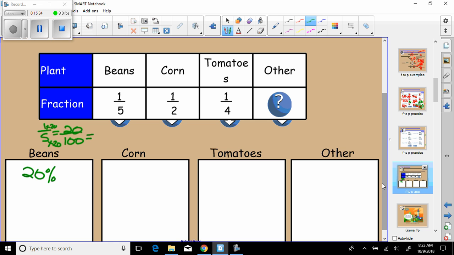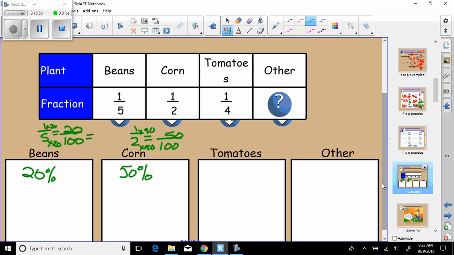All right, now we have the corn. Corn is half. That one should be pretty easy. So you should know that if something is half off, it's automatically 50%. You should know that that's 50%. 2 times 50 is 100. 1 times 50 is 50. Therefore, 50 hundredths is 50%. So there's 50% of the garden is corn.